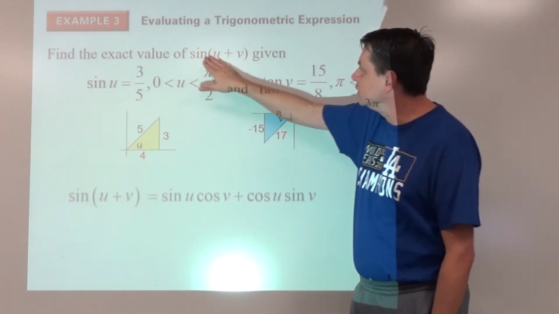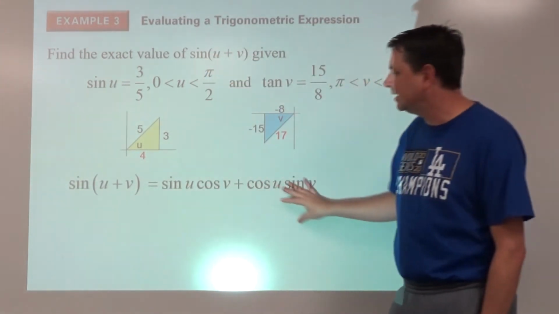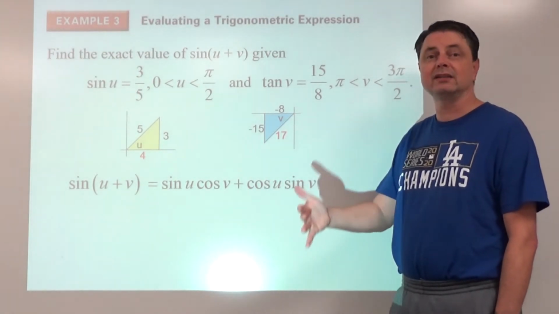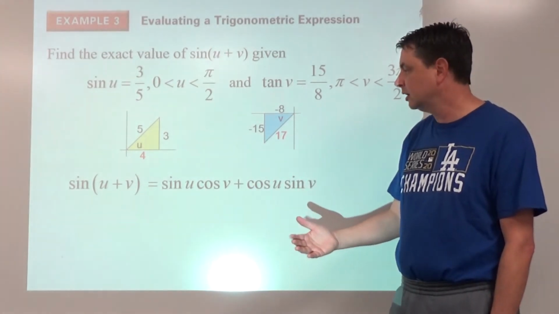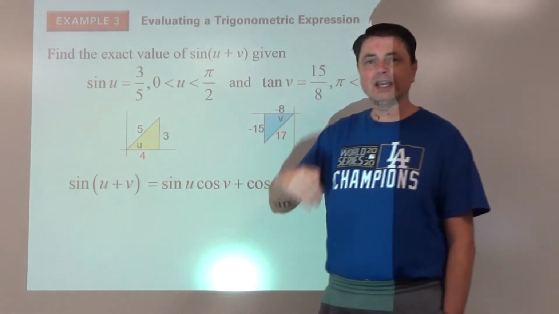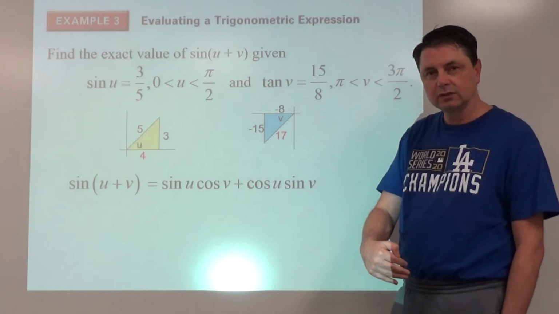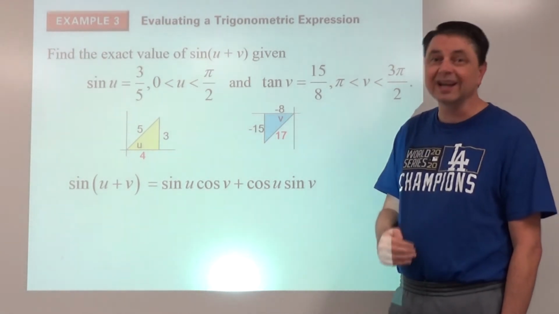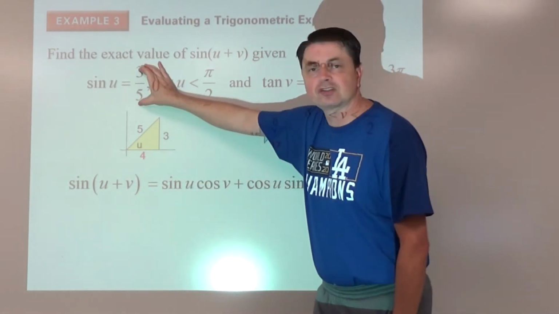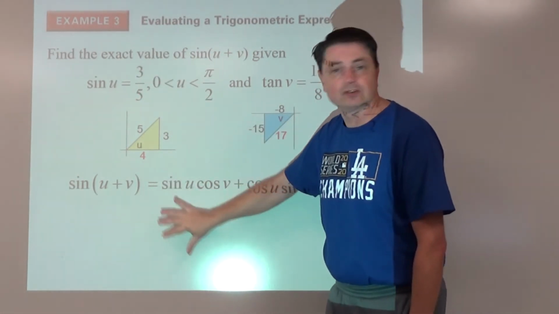Now when we do sine u plus v, here's our formula. Now be very careful as you go writing this. If you were to write this and submit your written work, sine of u is not the sine of 3/5. We don't know angle u. We're not going to need to know angle u. We just need to know the sine of u. It's 3/5. So write down 3/5. Don't write sine of 3/5.